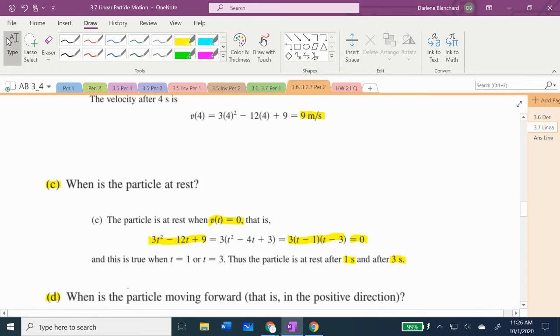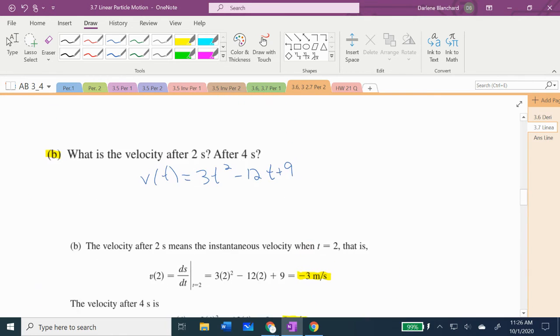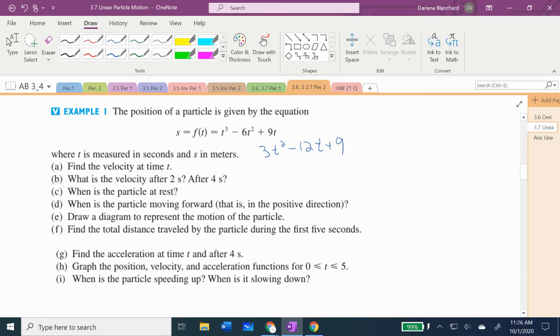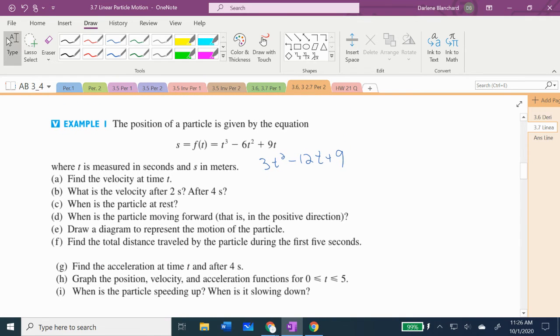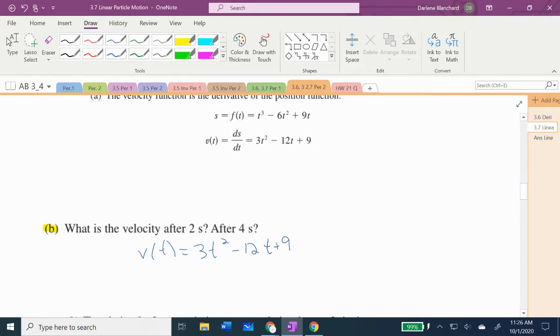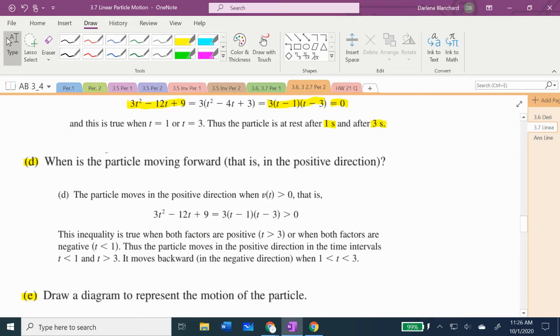Make sure when you solve particle motion problems that you know the domain you are working with. What is the time domain you're working within? Because it's possible that these answers may not be within the domain. This problem did not give domain. Some of them do. It just said, here's a function.